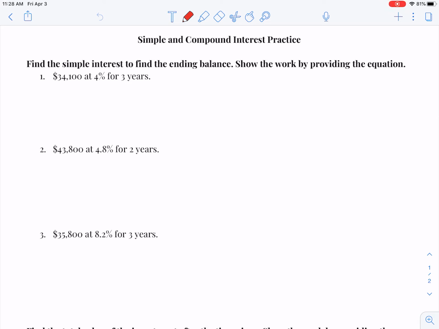Simple and compound interest practice. Find the simple interest to find the ending balance. Show the work by providing the equation. So notice that it says we need to find the ending balance.